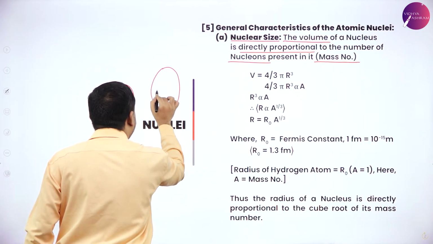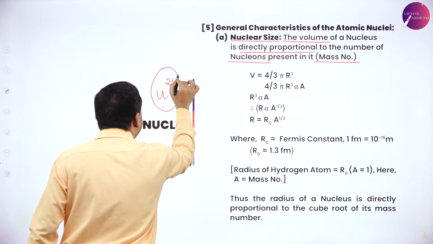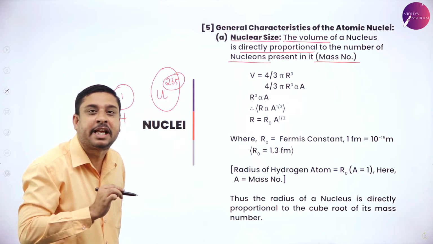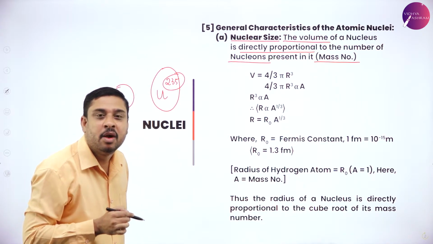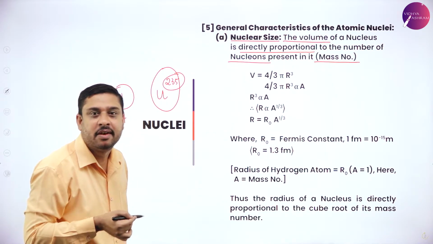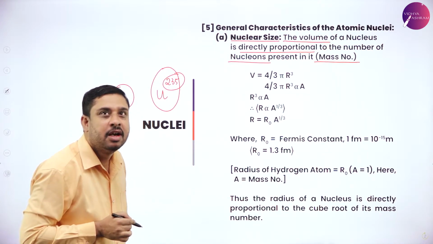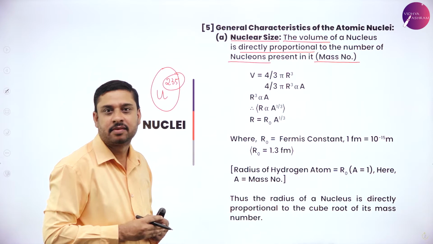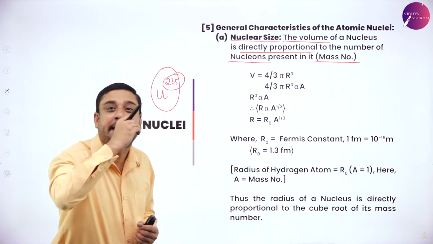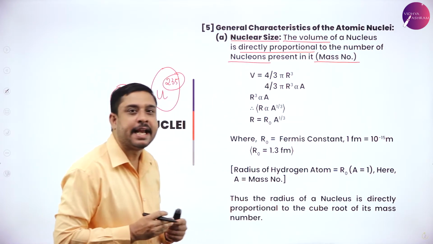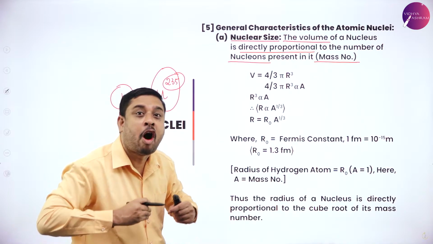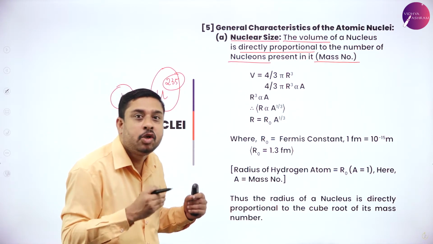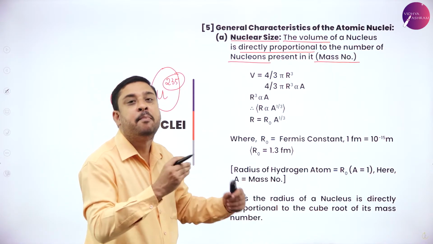Whereas you consider uranium-235, there are 235 nucleons. The house uranium-235 requires is of bigger size. Why? More number of members, more number of nucleons. So, very clearly we say the volume of a nucleus, the space inside the nucleus, is directly proportional to the number of nucleons inside it. Number of protons and neutrons inside it, the so-called mass number.